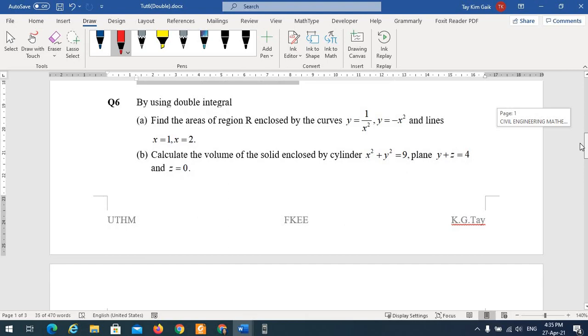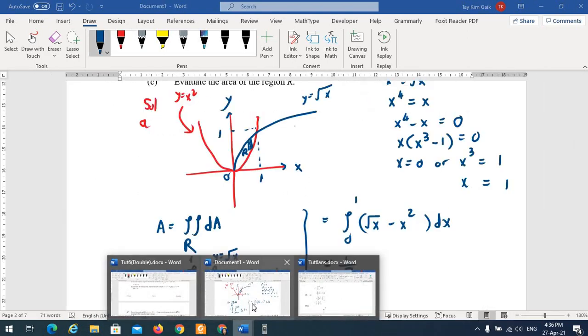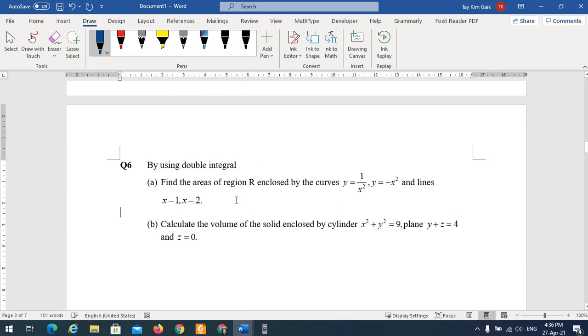Then number 6. Find, by using double integral, the area of region R. Again, you have to sketch your own region R, bounded by the curves y equal 1 over x squared, y equal negative x squared, and the lines x equal 1 and x equal 2. Then calculate the volume of the solid enclosed by the cylinder x squared plus y squared equal 9, the plane y plus z equal 4, and z equal 0. So let's look at question 6a first.